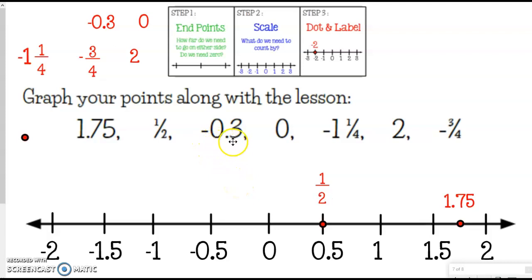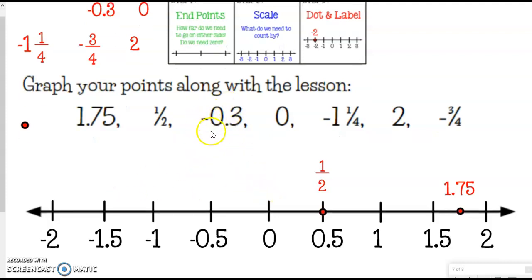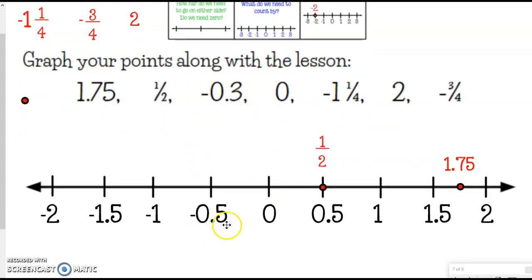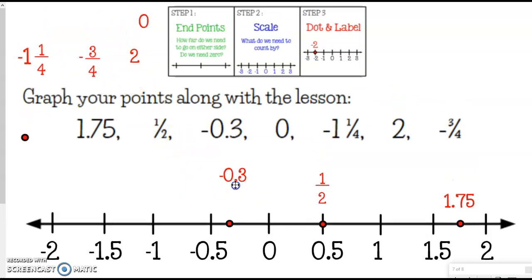We have negative 0.3, so I know that's going to go to the left of 0. And since it's negative 0 point something, I know it has to be near the negative 0.5. Well, I know that negative 0.3 is going to come before that, so I'm going to go a little before negative 0.5 and place my negative 0.3 roughly there. It doesn't have to be perfect, but right about there, give or take. I'll scooch it just a little, maybe.